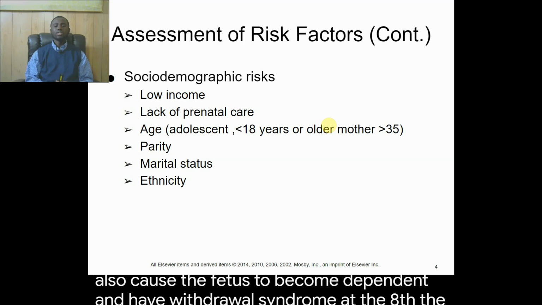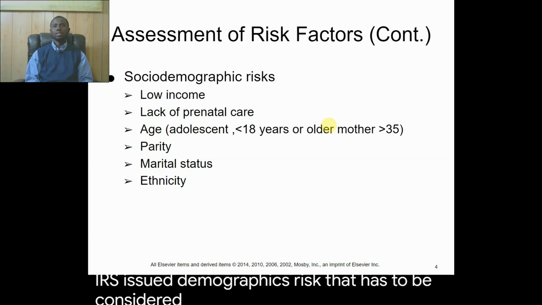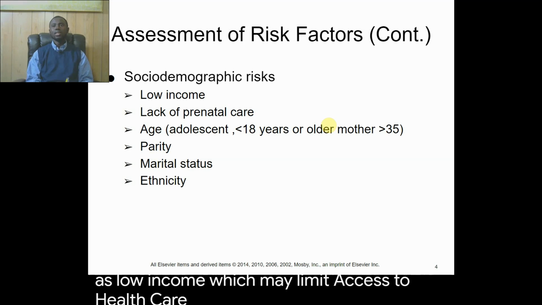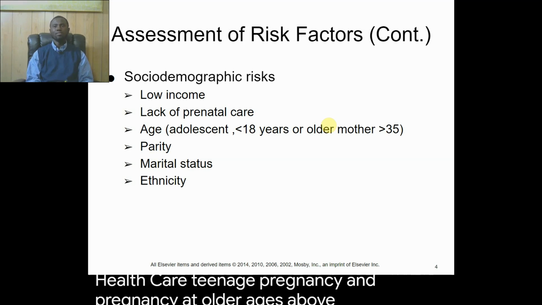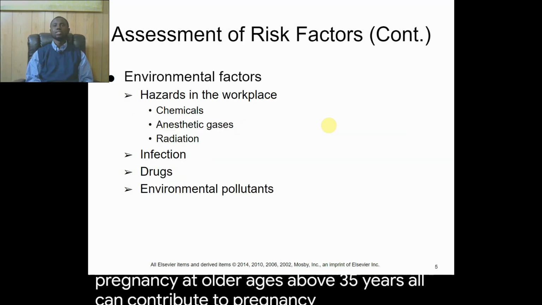There are other socio-demographic risks that have to be considered. Socio-demographic factors such as low income, which may limit access to healthcare, teenage pregnancy, and pregnancy at an older age above 35 years all can contribute to pregnancy complications.